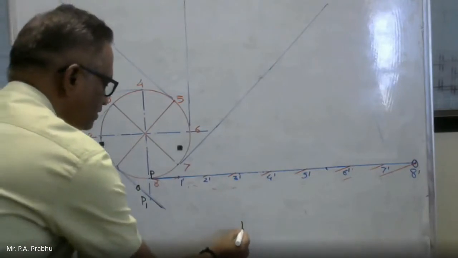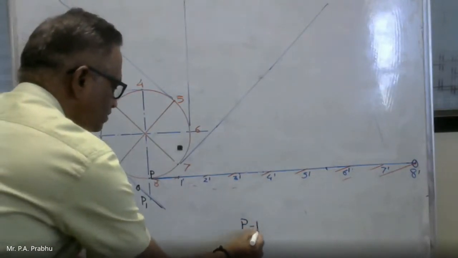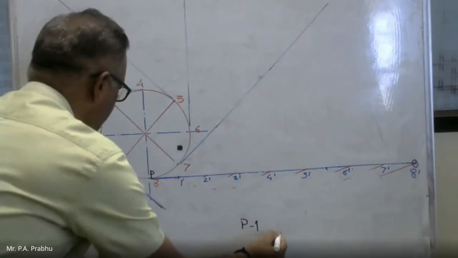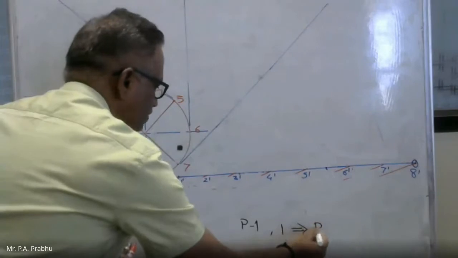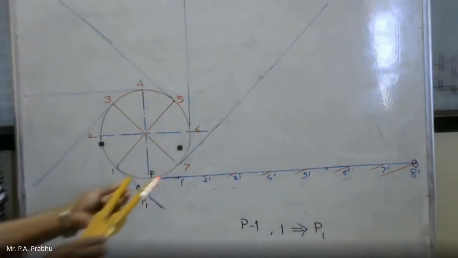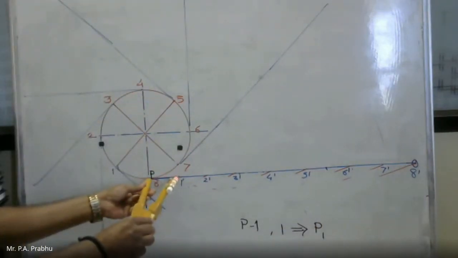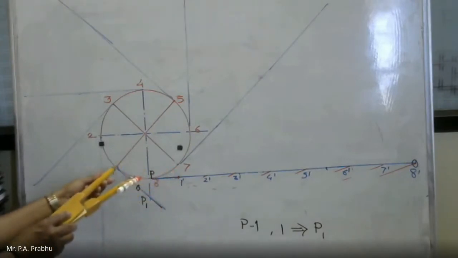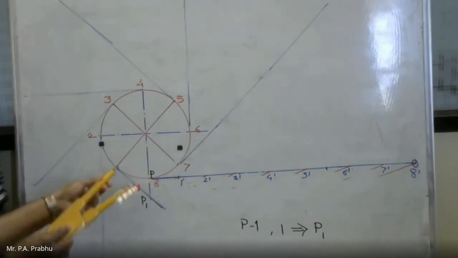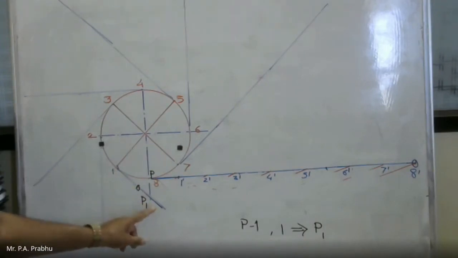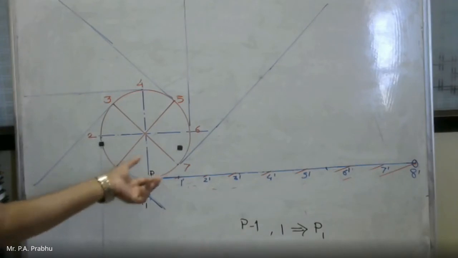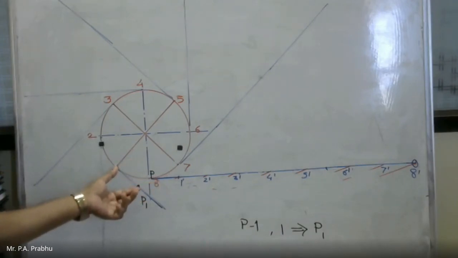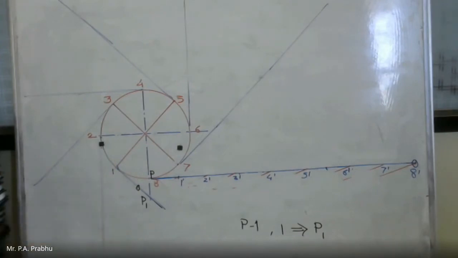So I have taken a radius equal to P1. Okay. And I have used the center as 1. And I have found out the point P1. I have taken a radius equal to 1 division. Then I have taken 1 as a center, and I have cut this tangent and I have marked the point P1. Because when I open this 1 division, the P1 point will be at a distance of 1 division from point 1. Okay. Now goes on increasing.